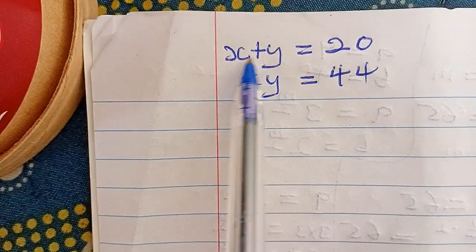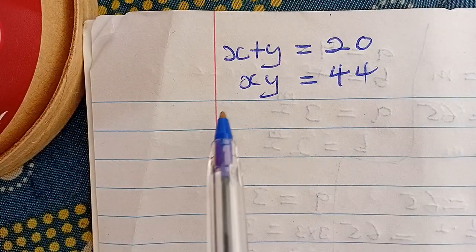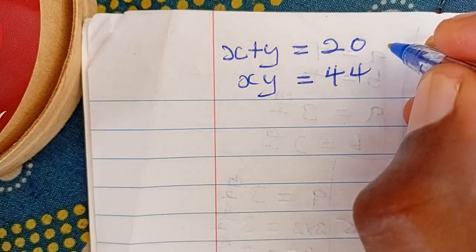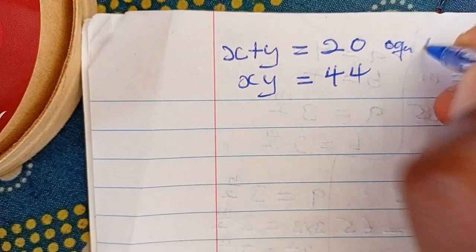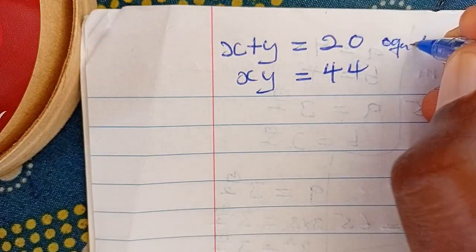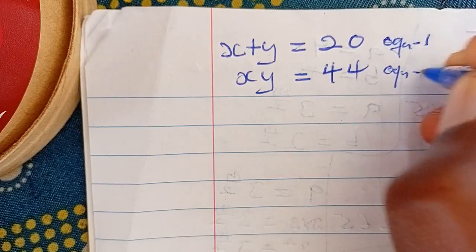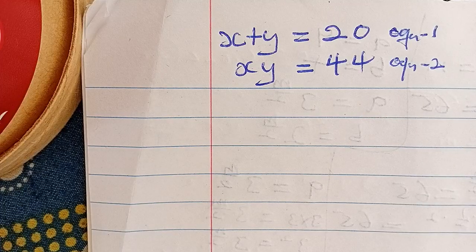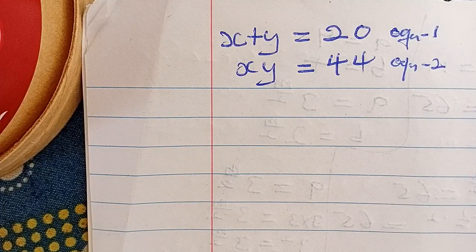So we have x plus y is equal to 20, and xy is equal to 44. Let's call this equation 1 and this equation 2. Can you see that? There are several ways to solve this question.